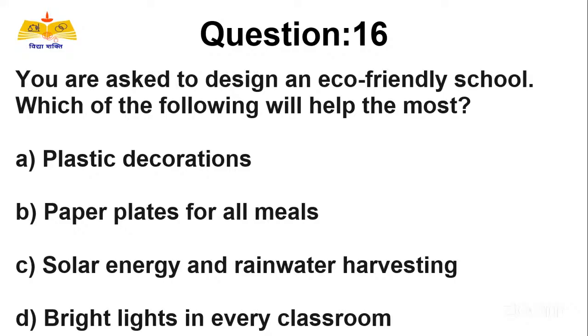So the 16th question is, you are asked to design an eco-friendly school. Which of the following will help the most? A. Plastic decorations. B. Paper plates for all meals. C. Solar energy and rainwater harvesting. D. Bright lights in every classroom.